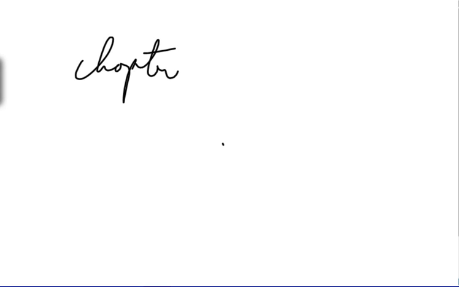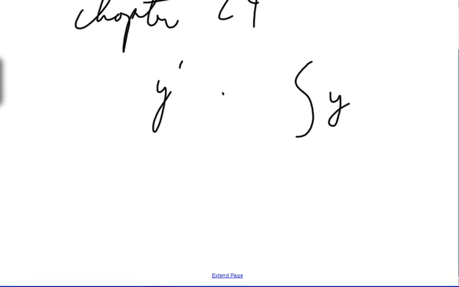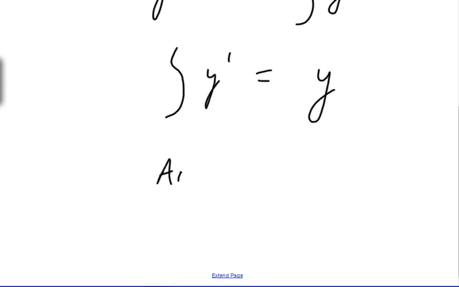So we're in chapter 24. And now, instead of taking the derivative of something, we're going to take the integral of something, which is the exact opposite of doing it. So the integral of y prime is going to be y. So it's the inverse. The antiderivative is sometimes called the integral as well.